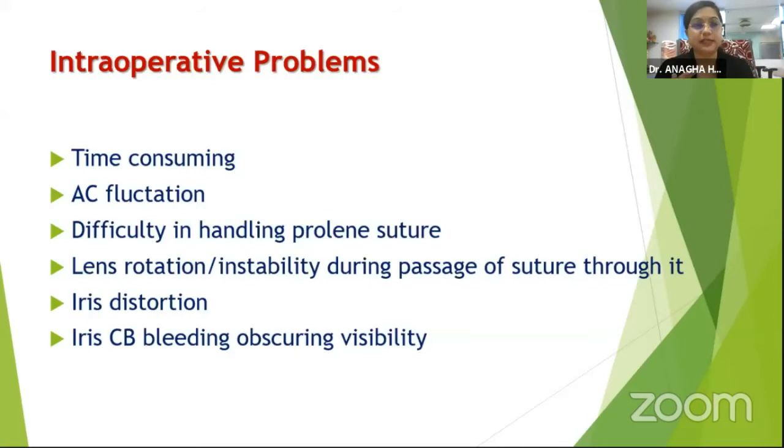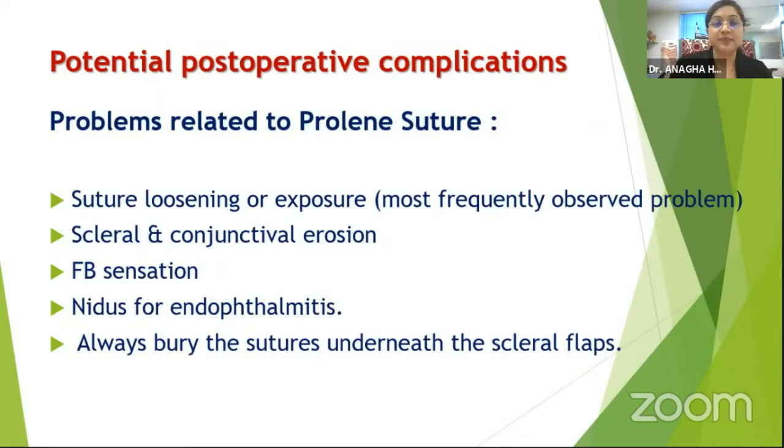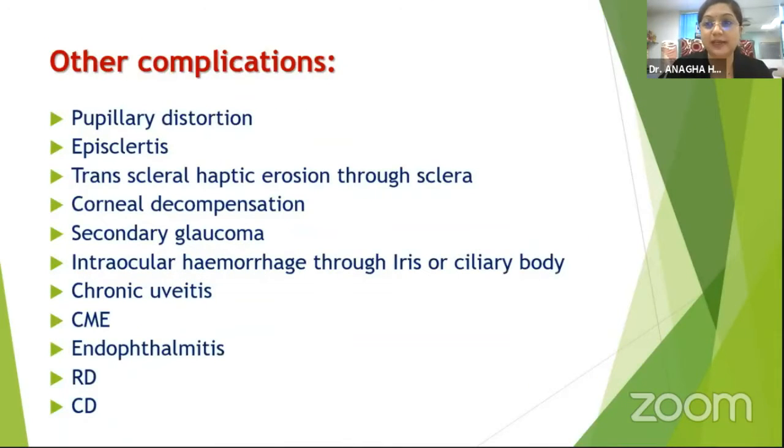There could be a lot of anterior chamber fluctuation, difficulty handling the sutures. The lens could be unstable during the implantation. There could be iris distortion and bleeding during the surgery itself. Also, there could be problems related to the Prolene suture, like foreign body sensation, or there could be erosion or loosening of the suture. It could act as a nidus for endophthalmitis, so it's always better to bury it under the scleral flaps.